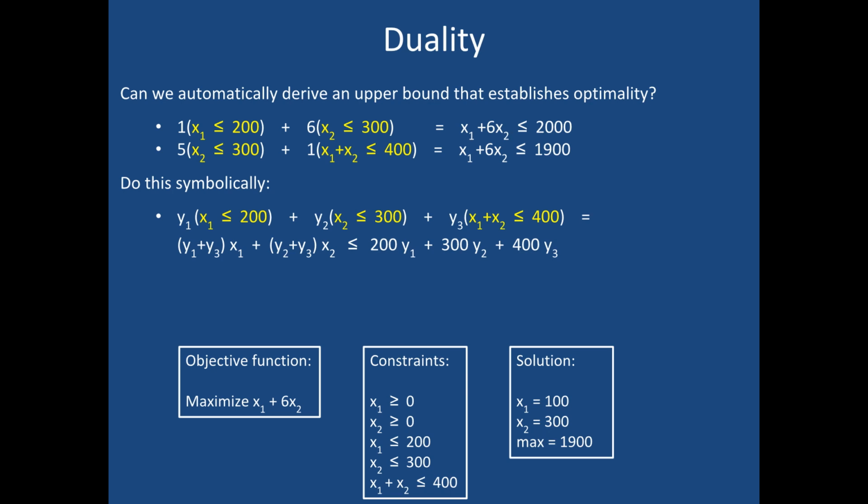Well, it'd be nice if that were 1900. But in general, we want this to be as small as possible, because we're trying to put an upper bound on this objective function. So we want these things constrained in a certain way. We want y1 plus y3 to equal 1, and y2 plus y3 equals 6. There are various ways to do that, and we saw a couple of ways up there. But we want to find a way that makes this as small as possible. So we've got some constraints on y, and we want to make that right-hand side as small as possible.